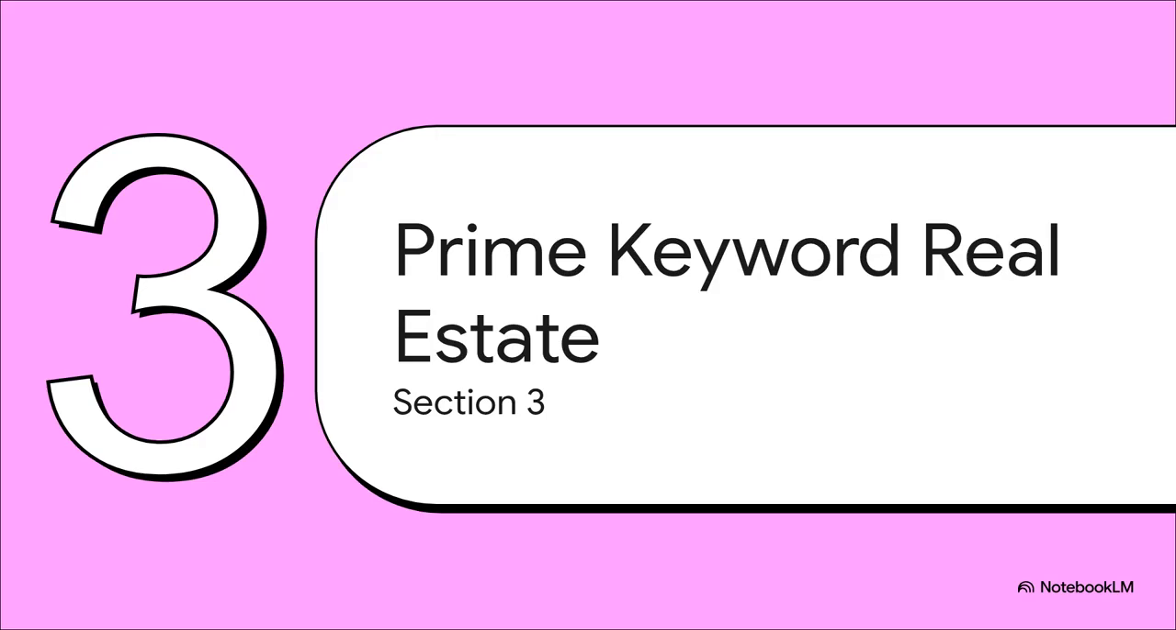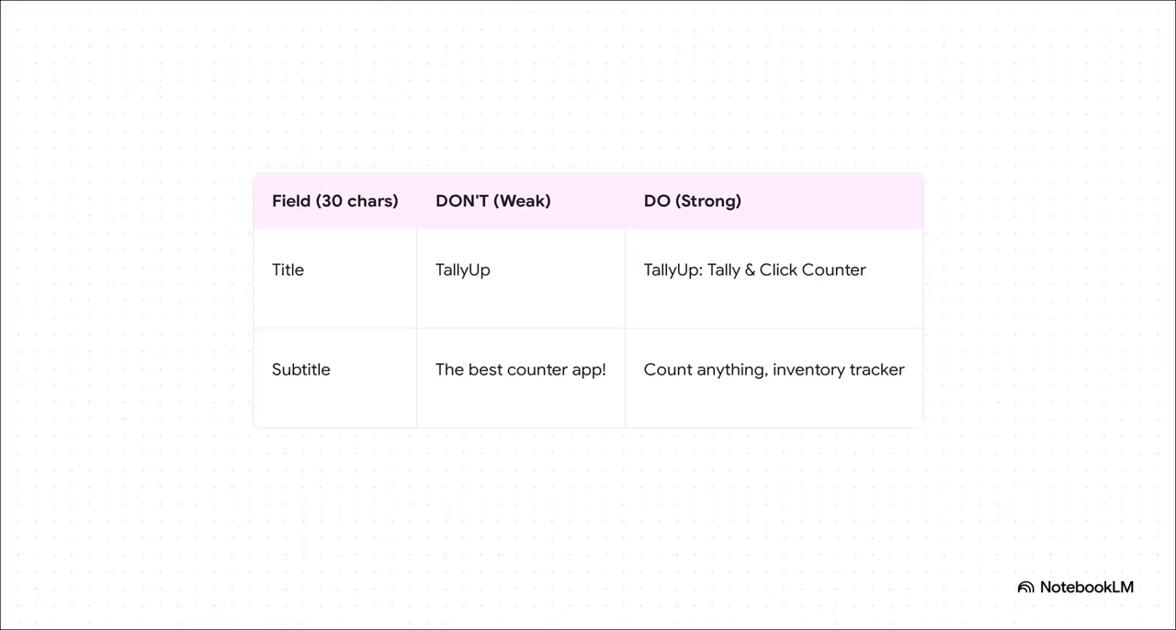All right, section 3, prime keyword real estate. Now you've got this great list of keywords, so where do you put them? This is where it gets really important because in the Apple App Store, your title and subtitle are your most powerful, most valuable assets.